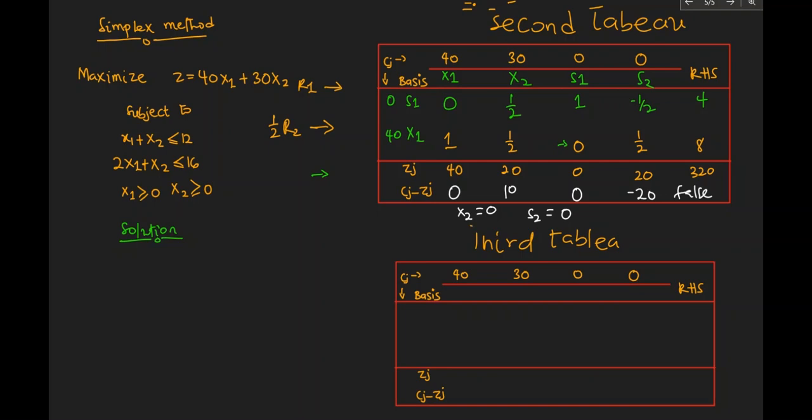Okay, so we have the third table here. Let's look at that. We have our s1, s2. Now when we look at the previous table, you realize that the basic variables were s1 and x1, right?